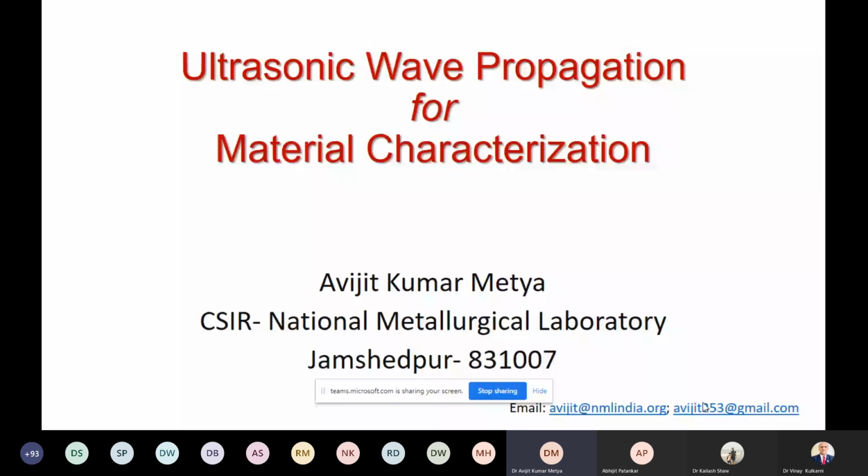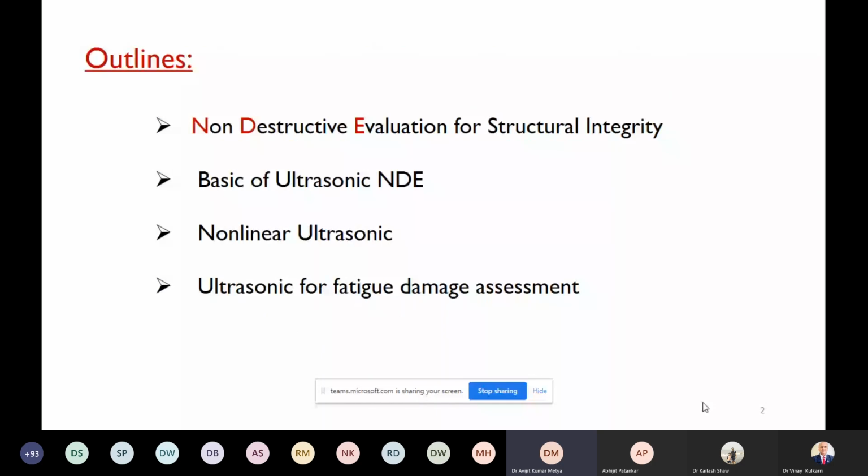So this is the outline. Basically, the ultrasonic technique is one of the non-destructive evaluation techniques for the structural integrity of components. Non-destructive evaluation means that without damaging the material, you can evaluate the structural components.